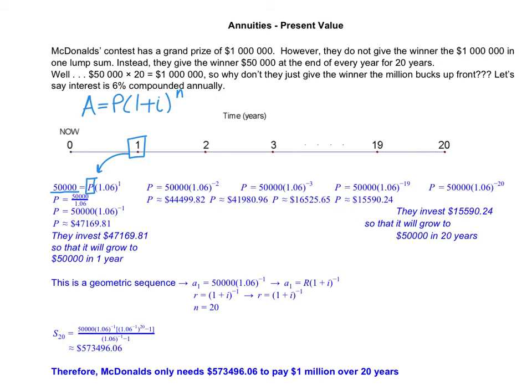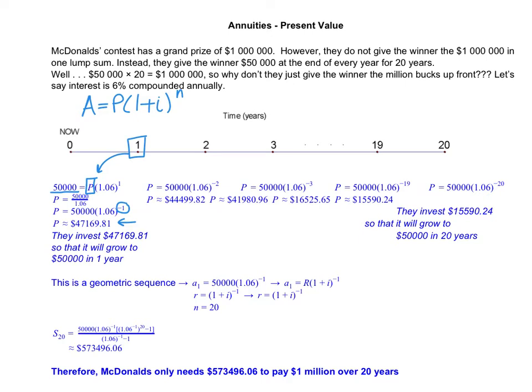And if I actually solve this, I'm just dividing both sides by 1.06. And if we think of exponent laws, when we divide by a number, if we want to bring it up into the numerator, we can just put a negative exponent. And if I plug that into my calculator, here is how much McDonald's actually had to invest at the very start so that that investment grew to 50,000 at the end of the first year.